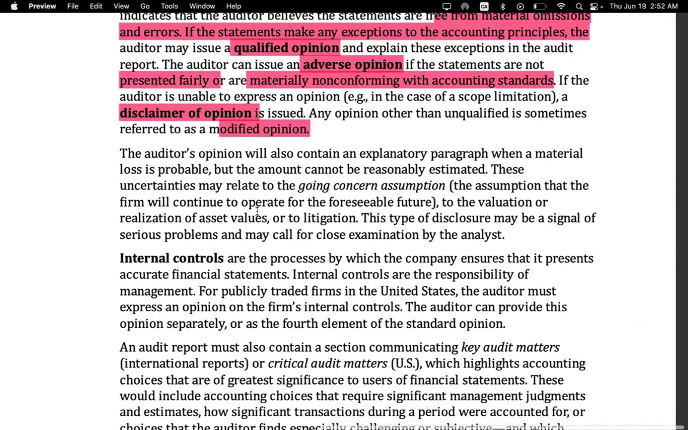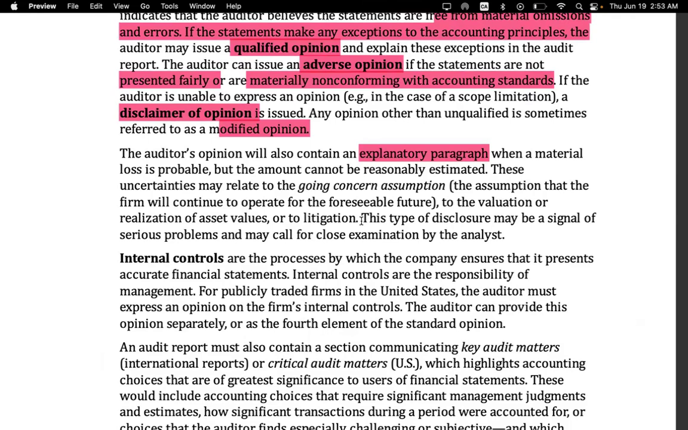Auditor's opinion will also contain an explanatory paragraph. Explanatory paragraph has to do with certain uncertainties, certain problems that might happen. When there's a loss that is probable, but you cannot determine the amount. The going concern assumption, we are not sure. The auditor may say that we are not sure that this company will even continue to operate in the future. Valuation or realization of asset values. So the auditor can say that the assets, although they are reported at this number, we are not sure that this is what they're worth.